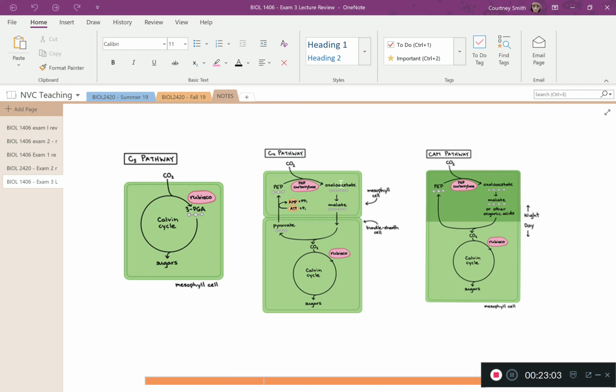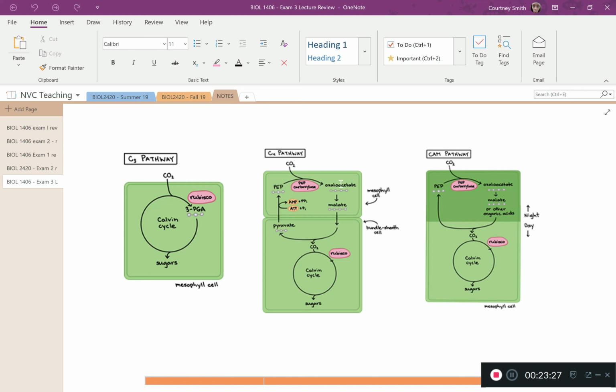So after carbon dioxide has been fixed, it will be exported into a bundle sheath cell, and then from there it will undergo the Calvin cycle like normal. Okay, so that is for the C4 plants, whereas the CAM plants are definitely a lot different compared to the other two that we've discussed.